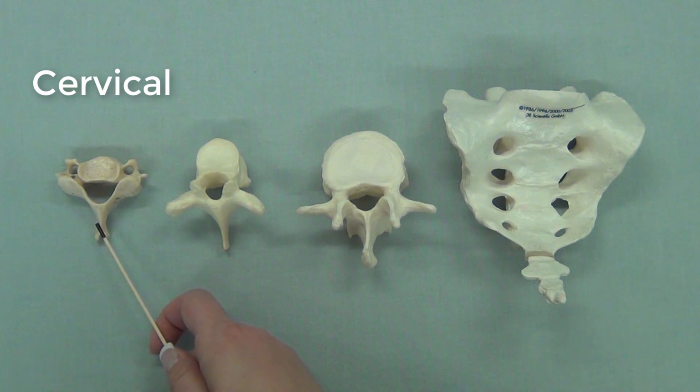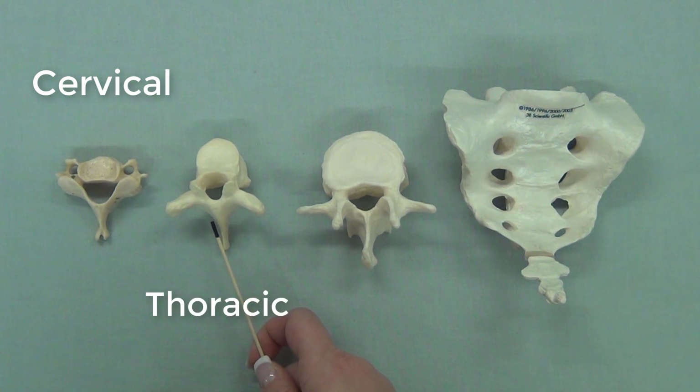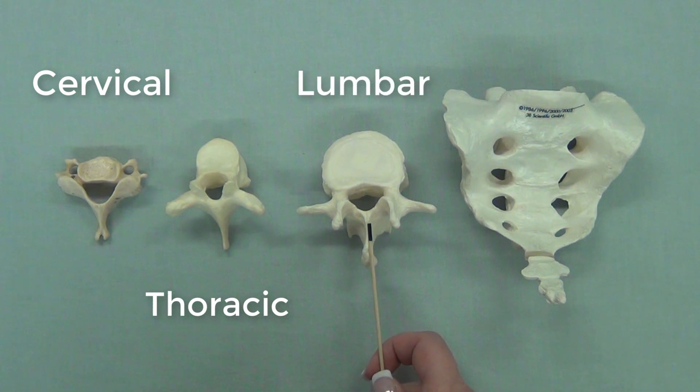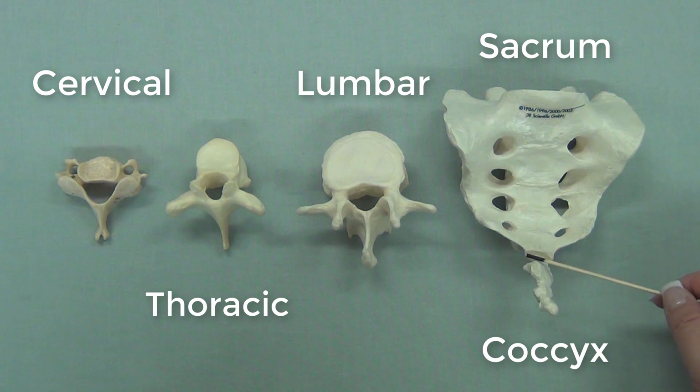This bone is from the cervical region. This is from the thoracic region. This is from the lumbar. And this is the sacrum. And here is the coccyx.